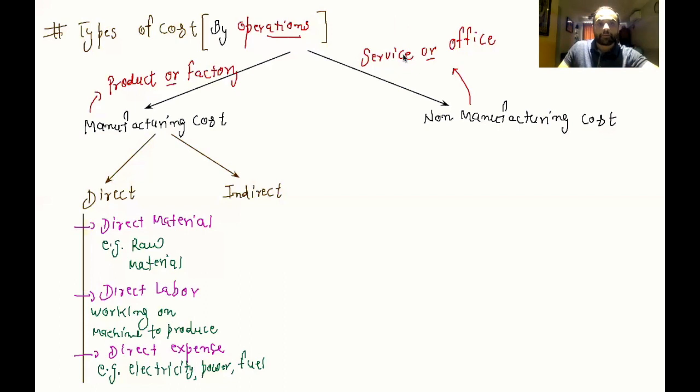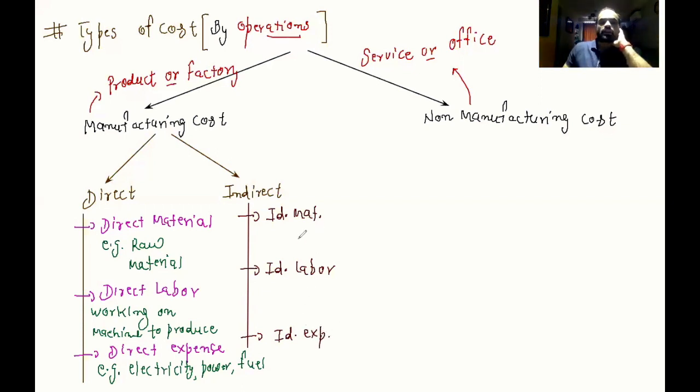Next is indirect manufacturing cost. Indirect manufacturing cost is indirectly involved in production. There are three types of indirect manufacturing cost: indirect material, indirect labor, and indirect expense. So we have three different types of indirect cost. Let's start with indirect material.